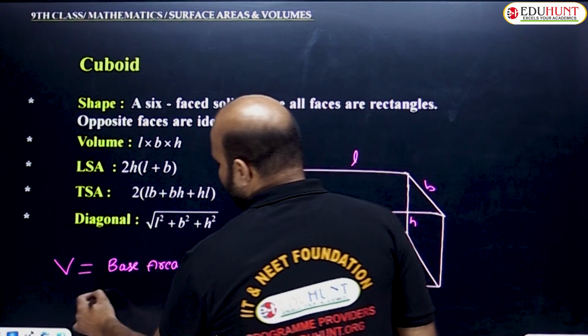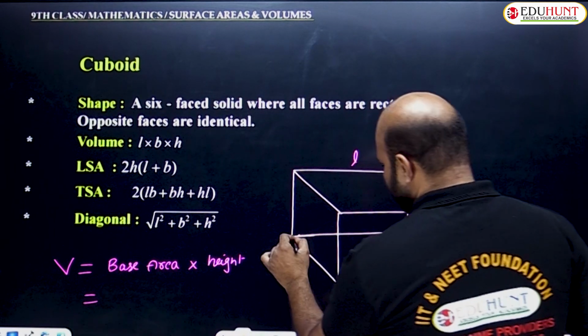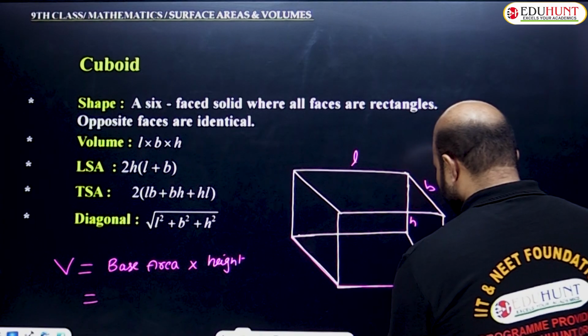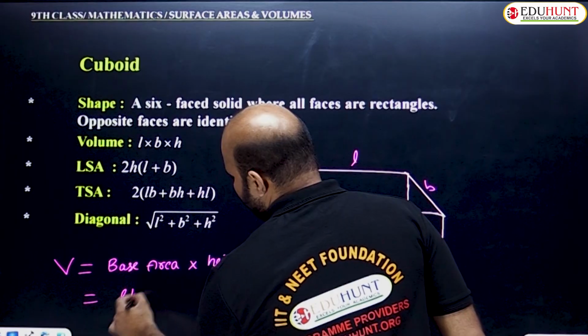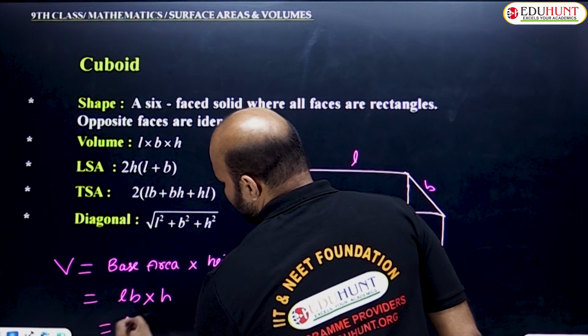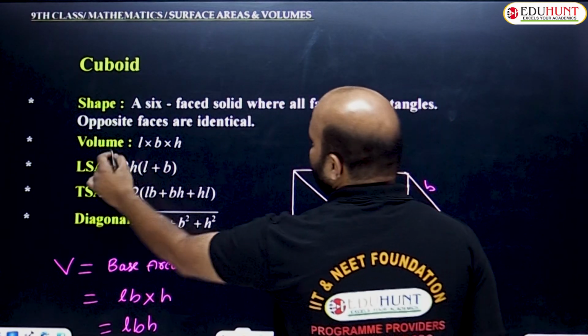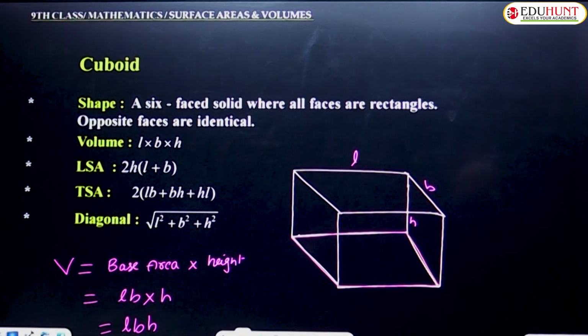Am I clear? So here, base area is nothing but, what is the base shape? The base shape is a rectangle. So the rectangle's base area is L into B, into height H, that is LBH. So that is the volume formula: L into B into H, length into breadth into height.